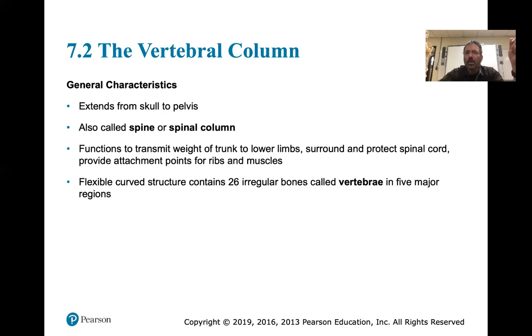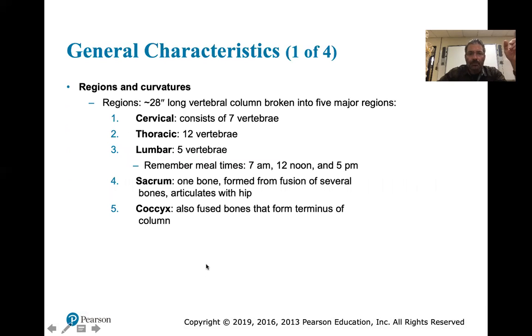It's a flexible curved structure that contains 26 irregular bones called vertebrae in 5 major regions. We're talking about cervical, thoracic, lumbar, sacral, and coccyx. The cervical consists of 7 vertebrae, thoracic 12 vertebrae, lumbar is 5, and the sacrum really is 1 bone, but prior to birth, it was 5 or 6 bones, and they fused together. And the coccyx is the tail bone, also a fused bone that forms the terminus end of the column.